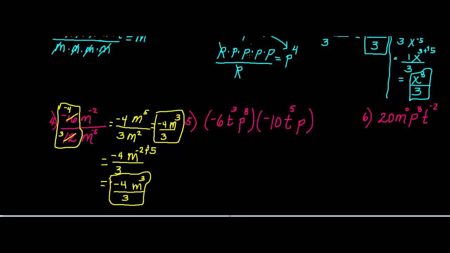For number 6, we have a multiplication. These two big parentheses, there's no operation between the parentheses. You don't see a plus sign, you don't see a minus sign. That means that we're multiplying. So we're multiplying everything here times everything over here. Again, we take care of our numbers first. So negative 6 times negative 10, that gives you positive 60.